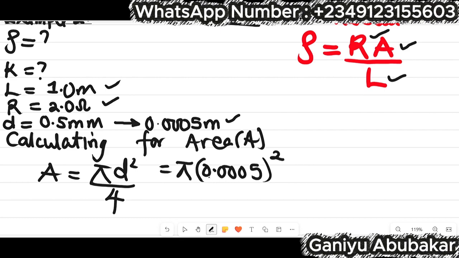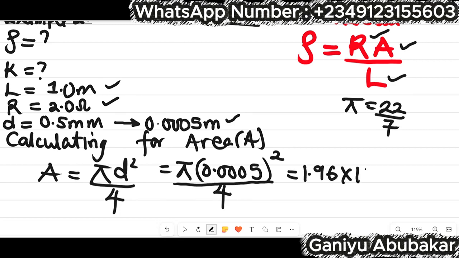So I have this one here, all over 4, all over 4, all over 4. This is equal to, I know that pi is 22 over 7, right? So if I multiply everything together, my area in this case will be equal in value to 1.96 times 10 to the power minus 7 meters squared. That's the area. So area is now known completely.